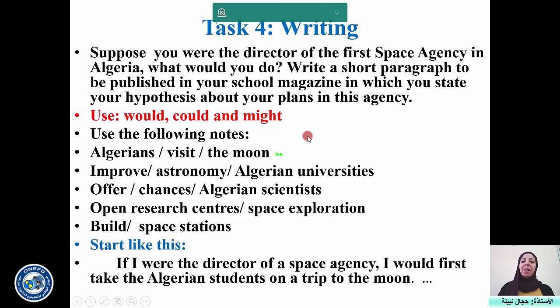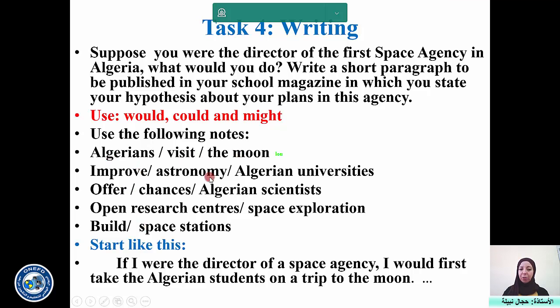The last activity is writing. Okay? The topic says, suppose you were the director of the first space agency in Algeria. We are just imagining, okay? What would you do? Write a short paragraph to be published in your school magazine in which you state your hypotheses and your suppositions about your plans in this agency. Of course, don't forget to use would, could, and might to express the result. These notes might help you, of course.